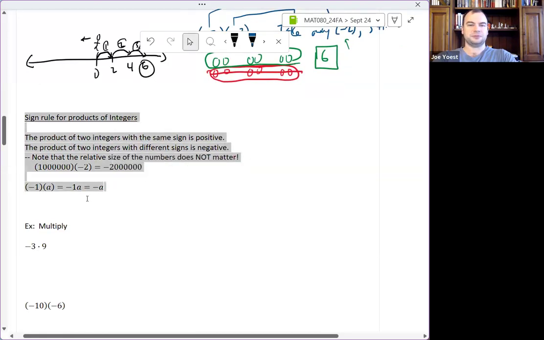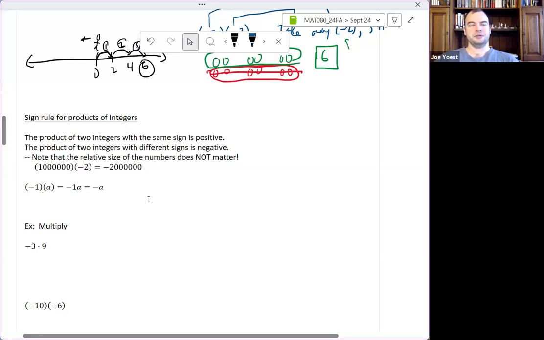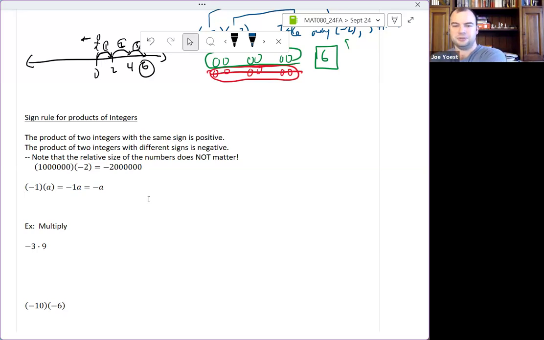So we have a rule. The product of 2 integers with the same sign is positive, and the product of 2 integers with different signs is negative. So if we want to multiply 2 integers together, the sign of the answer is either positive or negative according to this rule. And the size of the answer is just the product of the two numbers taken as if they were whole numbers, basically the product of the absolute values of the numbers.